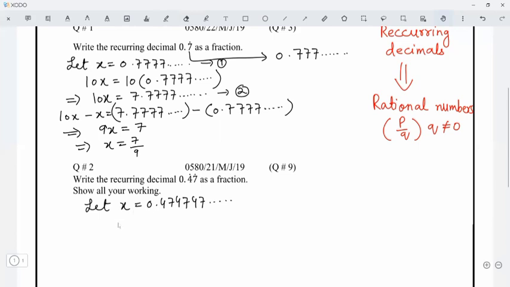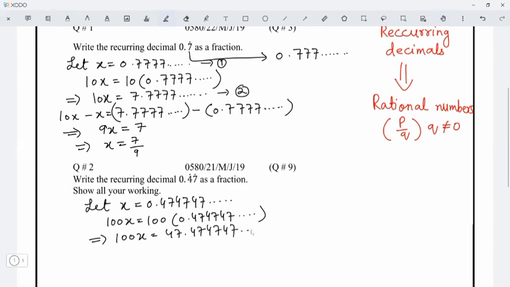The next step, as I've already told, is that we have to multiply by 100 on both sides. So 100 times 0.474747, and so on. The same step is repeated: we write down the same number of digits after the decimal point after multiplying. So 100x equals 47 before the decimal. After the decimal, we write 6 digits: 47, 47, 47, and so on.